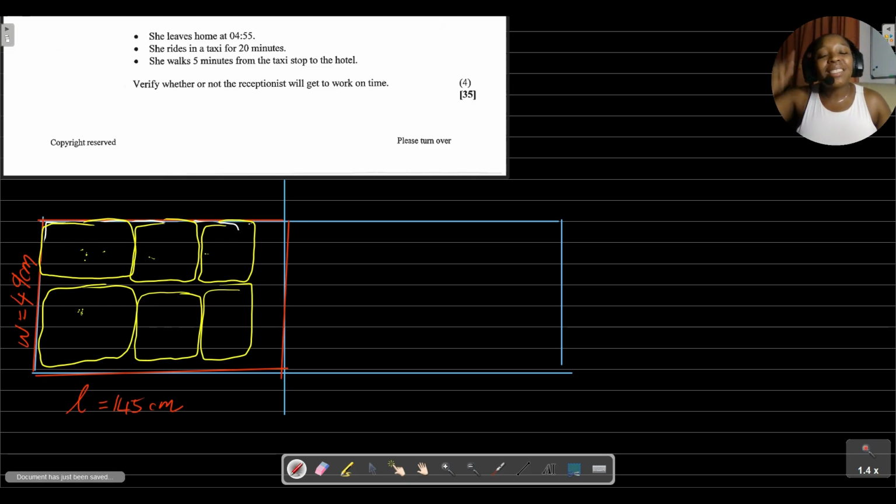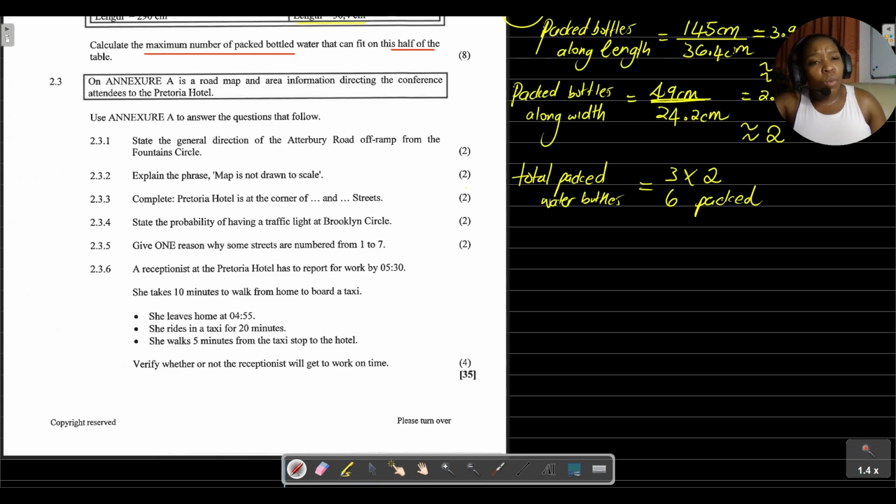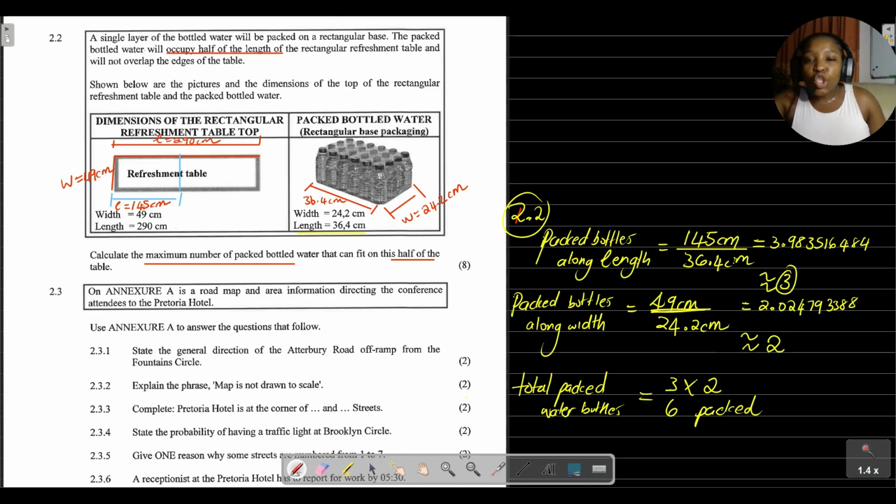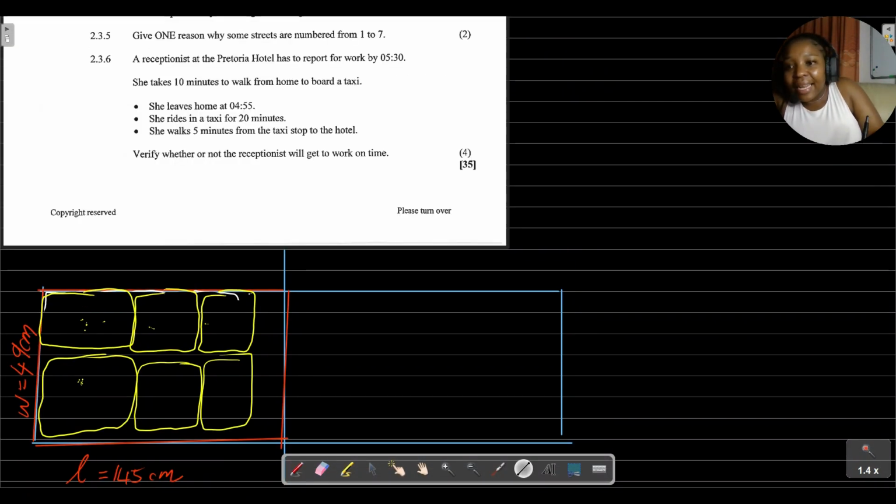Because they said, what's the maximum amount of packed water bottles that we can fit? If they hadn't put that there, we would just leave it at 6. But we want to determine the maximum. Is there a packed water bottle that I can squeeze in there? So what's going to help us determine that? Remember, we found that the length of this packed water bottle was given to us as 36.4 centimeters. From there to there, it's 36.4.